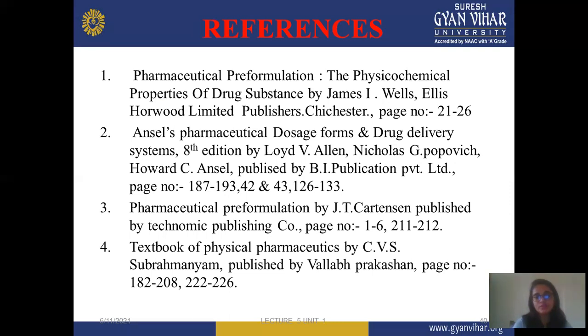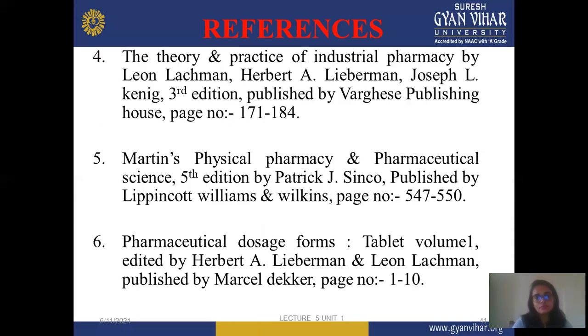The third reference is Pharmaceutical Preformulation by J.T. Carstensen, published by Technomic Publishing Co. Page numbers are 11 to 12. The fourth reference is Textbook of Physical Pharmaceutics by C.V.S. Subrahmanyam, published by Vallabh Prakashan. Page numbers are 182 to 208 and 222 to 226. The next reference is The Theory and Practice of Industrial Pharmacy by Leon Lachman, Herbert A. Lieberman, Joseph L. Kanig, third edition, published by Varghese Publishing House. Page numbers are 171 to 184.